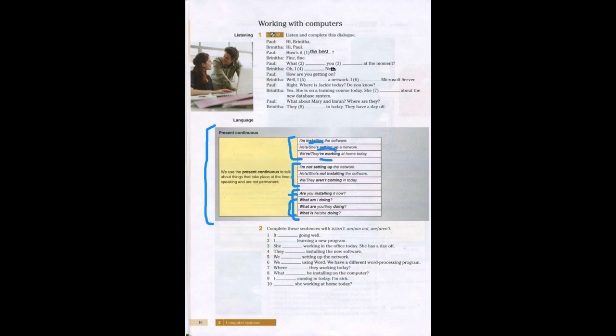Now we want to solve this task about the same rule. Complete these sentences with is, isn't, am, not, aren't. So I will leave this as homework for you. This is gonna be your homework. So I want to show you how to do it. So number one, it going well. So what do you think is the appropriate completion? Actually, it is going well. And then remind me, inshallah, next lecture to check your answers.